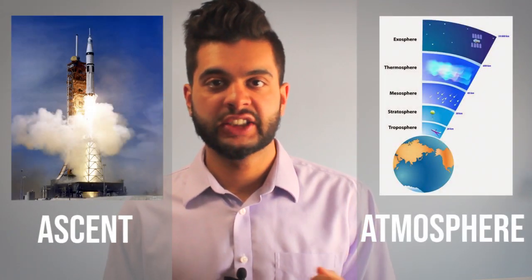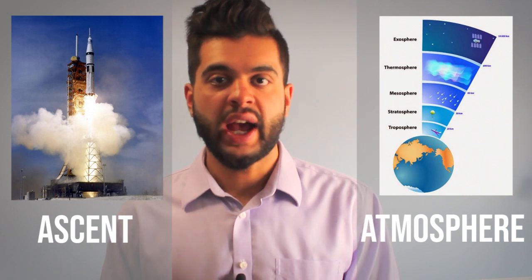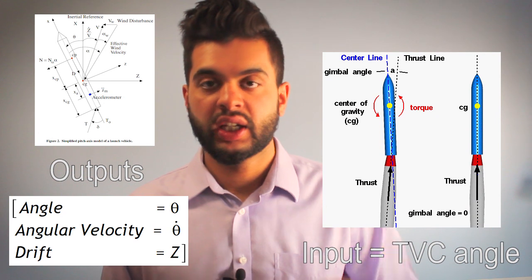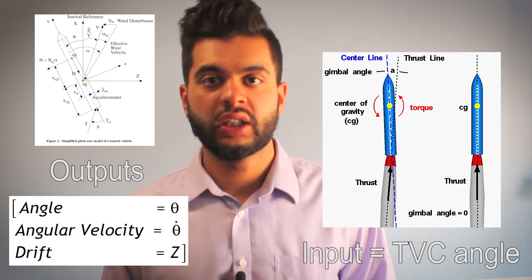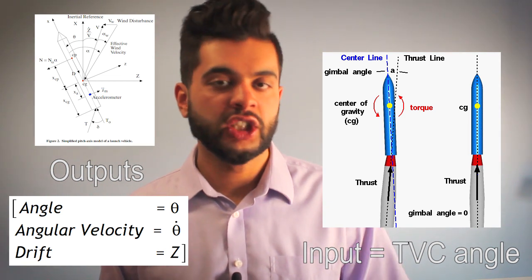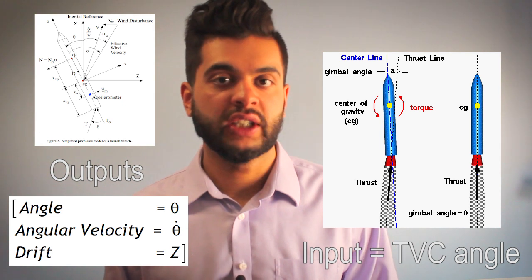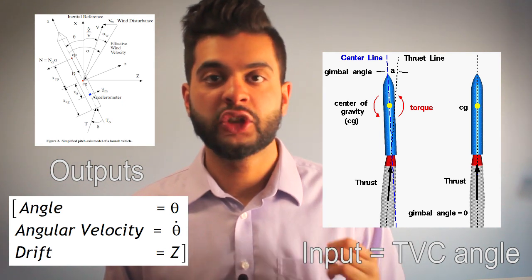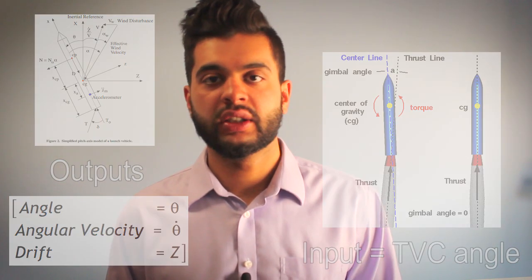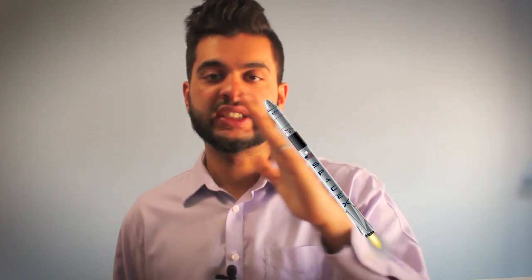So for our problem, we will be controlling a rocket during the takeoff phase or the ascent phase, because this is when the launch vehicle is quite unstable and it has to clear the atmosphere safely. For this case, we'll be using the control input as the gimbal angle or the force at the bottom of the rocket generated by the nozzle and the engine, and the outputs will be the pitch angle, the pitch rate or the angular body rate, and the drift. So drift is something during takeoff which occurs in rockets because of wind, and it's basically the rocket moving sideways.